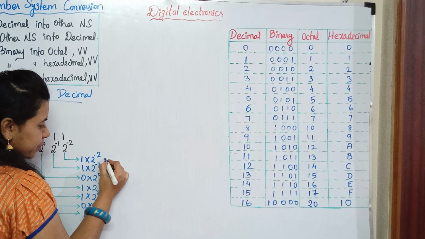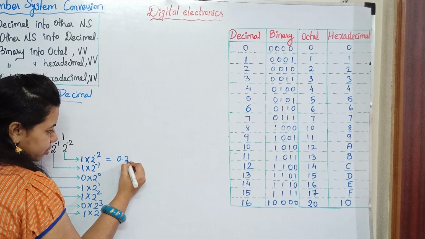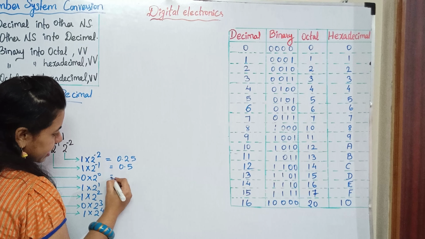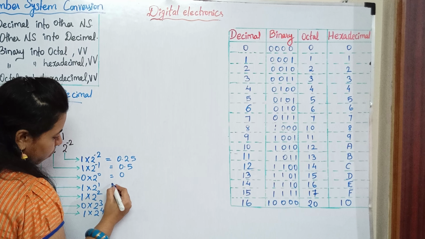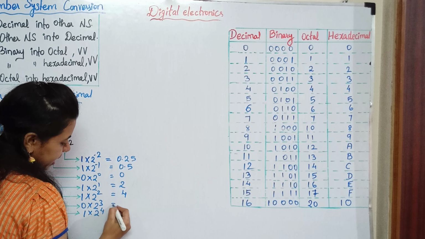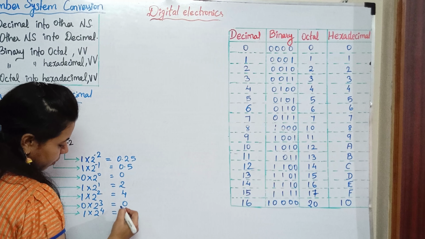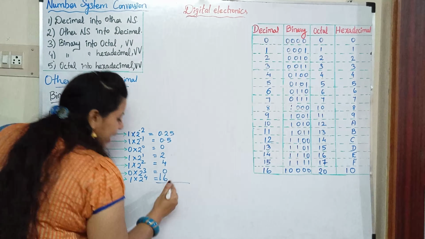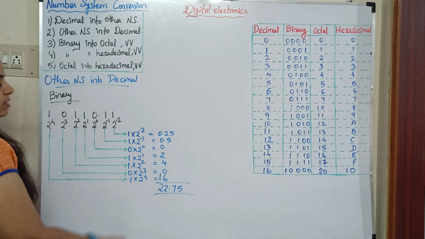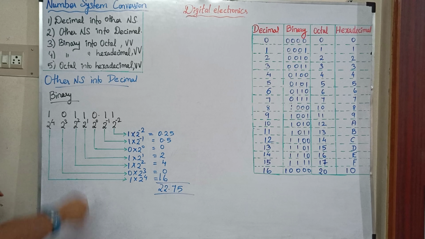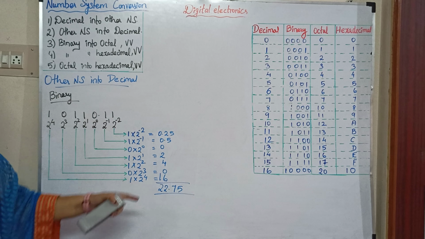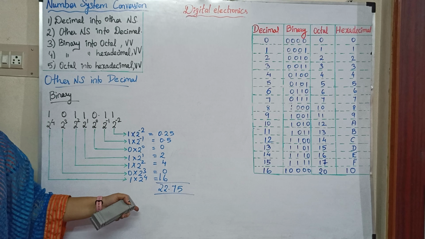Now see the values. 1 into 2 to the power minus 2 is 0.25. 1 into 2 to the power minus 1 is 0.5. 0 into anything is 0. 1 into 2 to the power 1 is 2. 1 into 2 to the power 2 is 4. 0 into anything is 0. 1 into 2 to the power 4 is 16. Now add the values: 22.75. This is the decimal equivalent of the binary number 10110.11. This is how you convert binary into decimal.